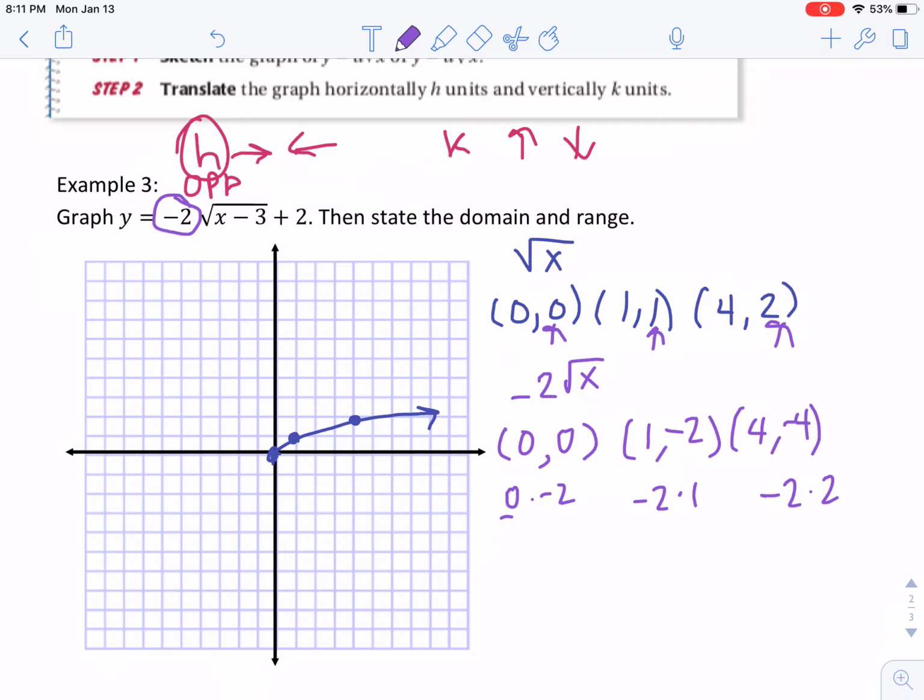And don't be confused on these. These are coming from the y values, not the x values. So when I apply the -2 part, that's going to give me 0, 0, 1, -2, and 4, -4. So what we've done to go from the blue to the purple is we have done a reflection and we have stretched it by 2.